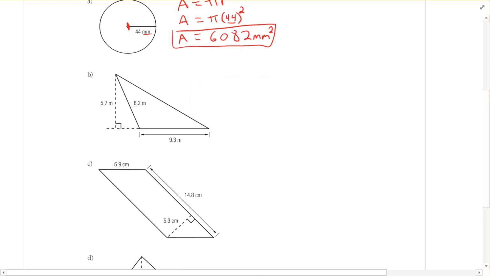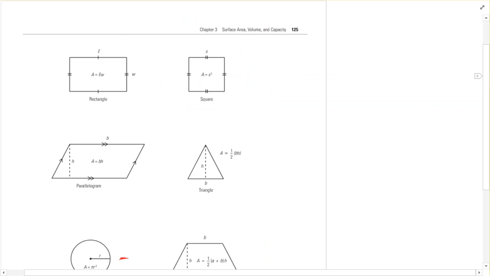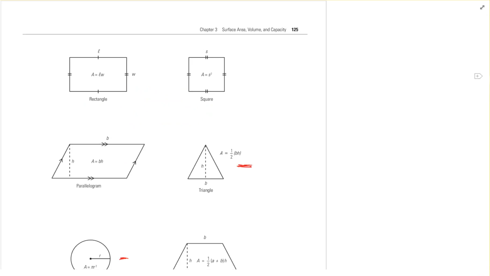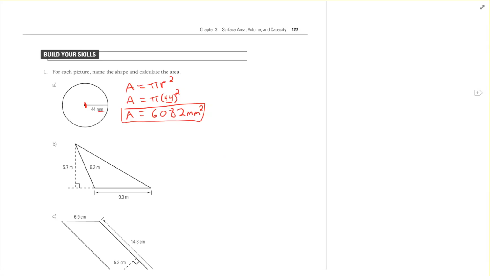All right, B. So we need to figure out what that kind of shape is. Let's go back to our formula sheet. Even though it doesn't necessarily look like this one, it really is the same. It's just a triangle. And the formula for a triangle was A is equal to 1/2 base times height. So I'm going to write that down.